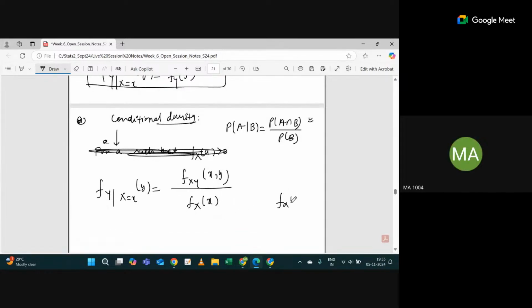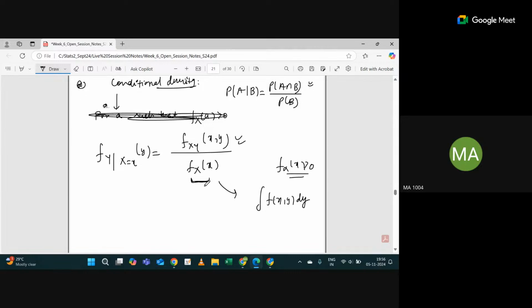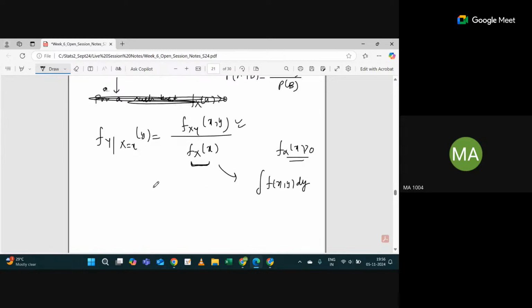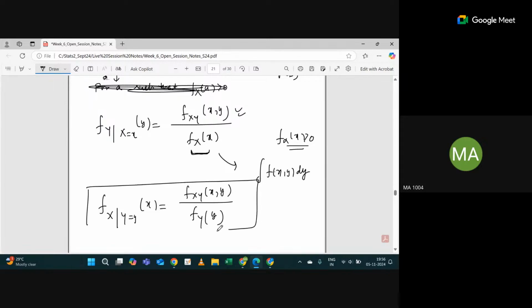The only condition is that f_X of x should be greater than 0. Suppose you have been given this joint density and you have been asked this conditional. That means you have to calculate the marginal of X first. To calculate the marginal of X, you will integrate the joint density with respect to y, and you will get this f_X of x. And similarly, if I want X given Y equal to y at x, then the numerator part is f_XY of x comma y, and the denominator will be f_Y of y. Is this clear?